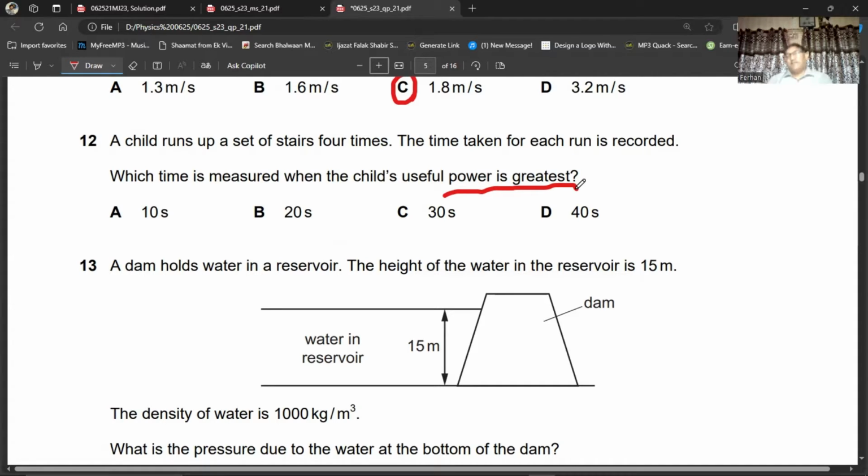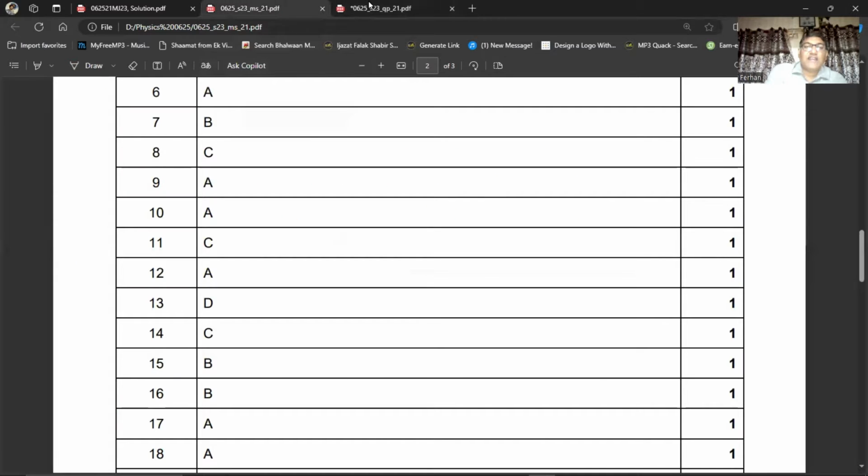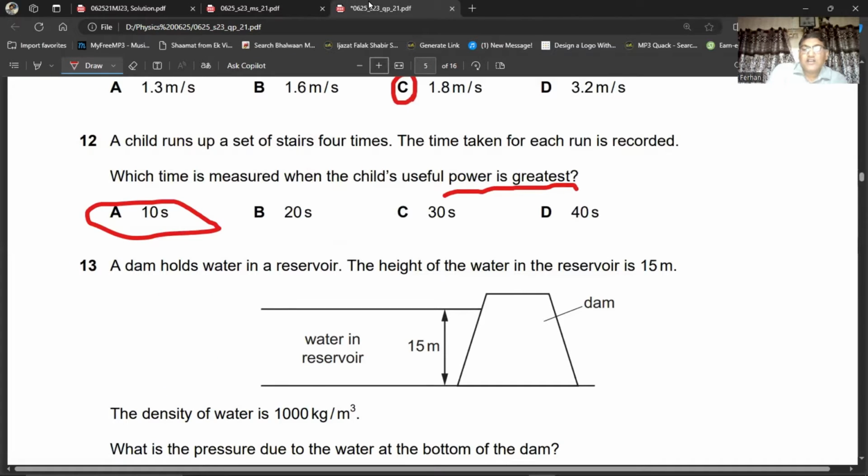So we are looking for the greatest power. The greatest power is when he runs up the stairs quickest, in least time. So where is the least time? Here, A option. When he took the least time to run up those stairs, that is when he has the greatest power. So I think question number 12, A is the answer, which is right, sir.